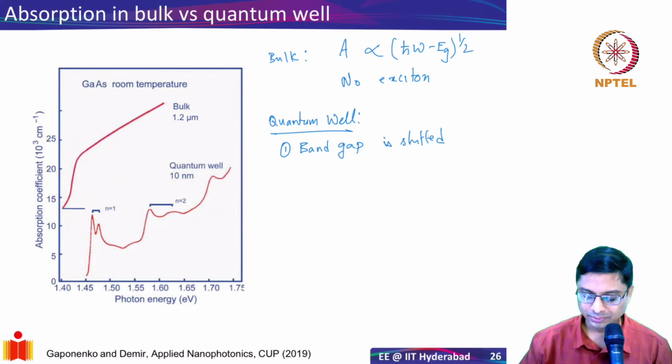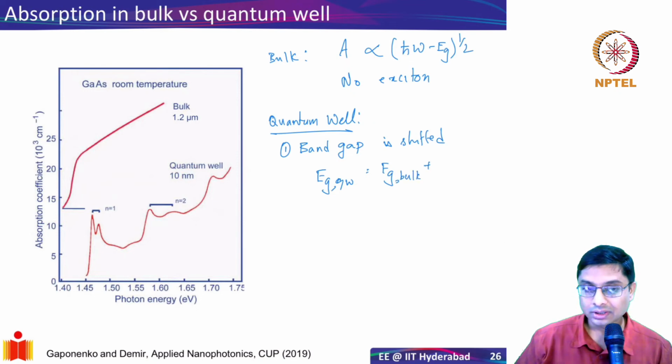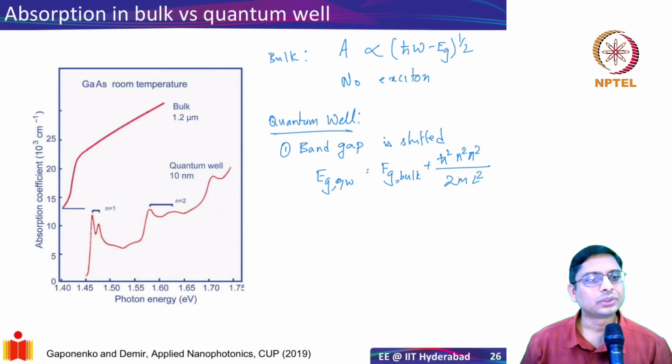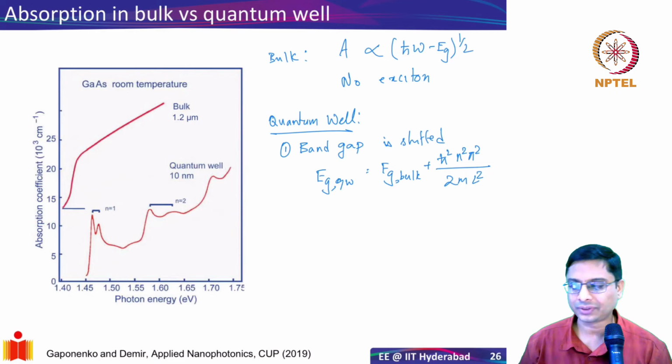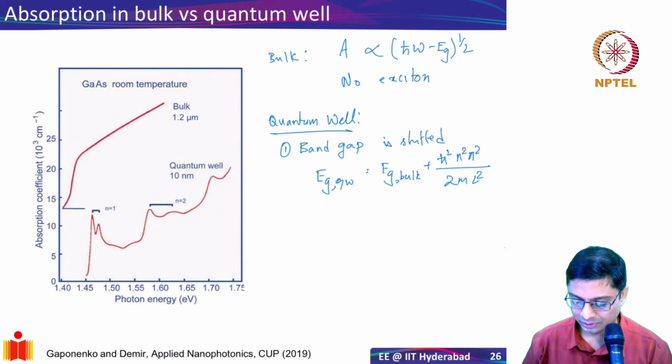So confinement energy, we saw that, no? So if you talk of Eg of, let's say, the quantum well, that's going to be Eg of bulk plus h cross square n square pi square divided by 2m L square. L is basically 10 nanometers. So you can compute. And of course, you have to take the effective mass as well. Okay. So you'll get that. So that shift has happened. This is n equal to 1.